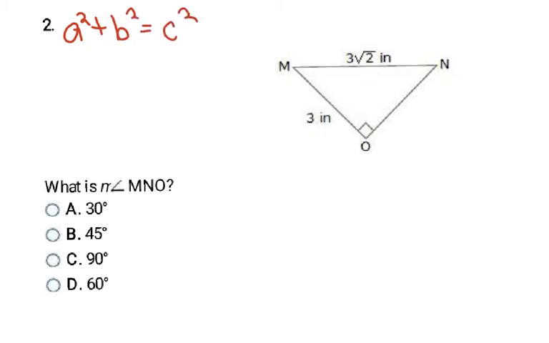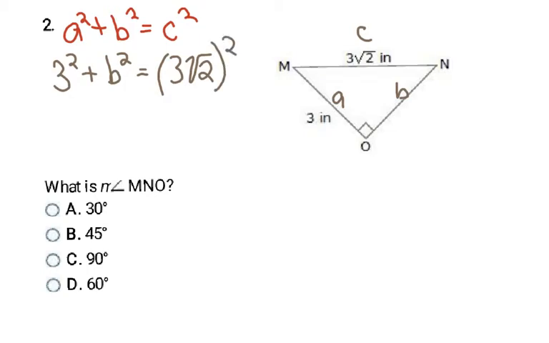And here I have a leg and my missing leg, and then c is my hypotenuse. So I'm going to have 3 squared plus, and then b squared is what I'm looking for. And then I have 3 square root of 2 for c, and all of that is being squared. It's always a good idea to use parentheses around what it is you substitute in. So I'm going to go ahead and square those numbers. Here I'm going to have 3 times 3 for 3 squared, which is 9, and then I have my b squared.